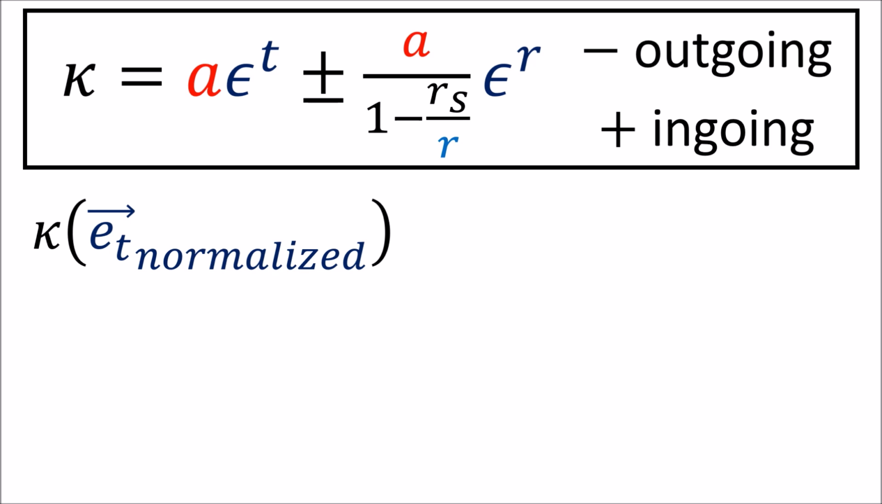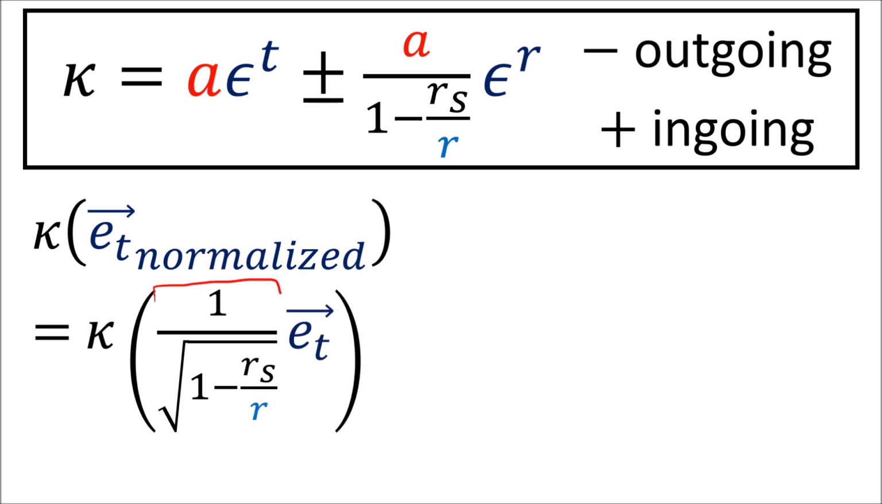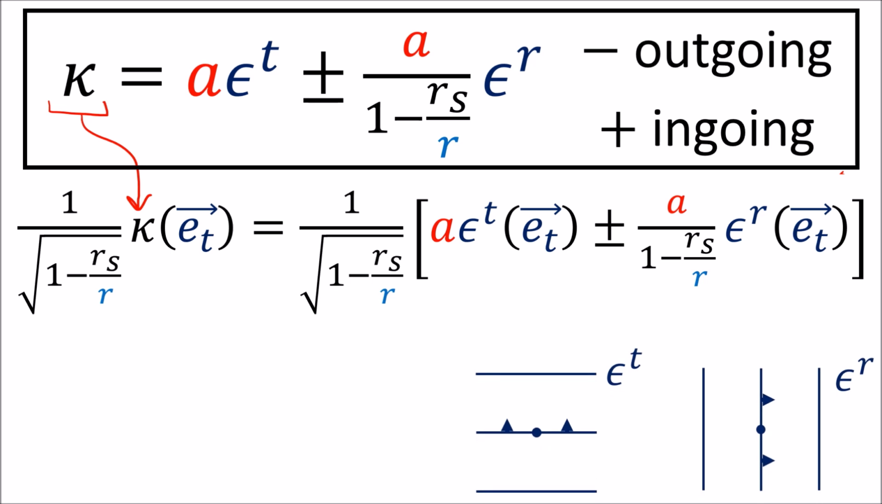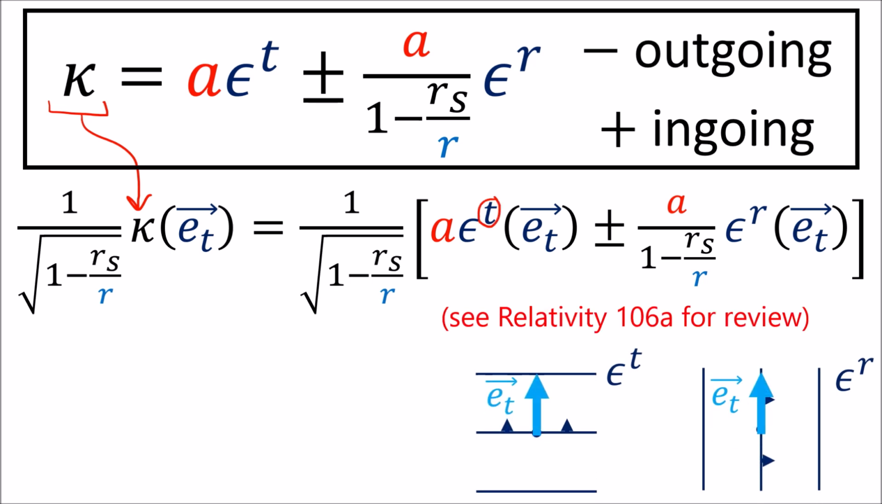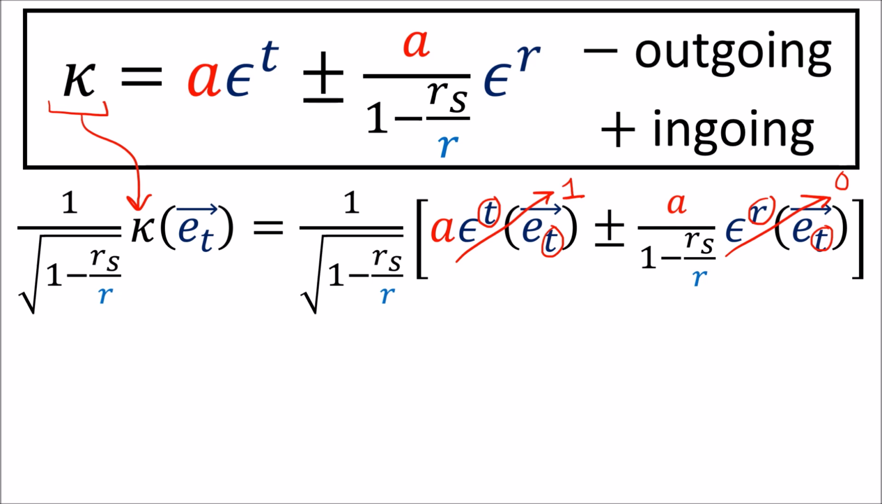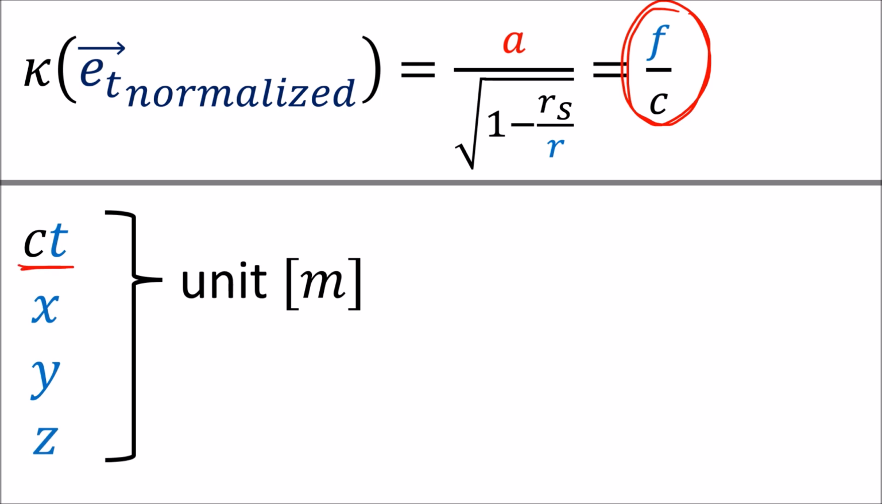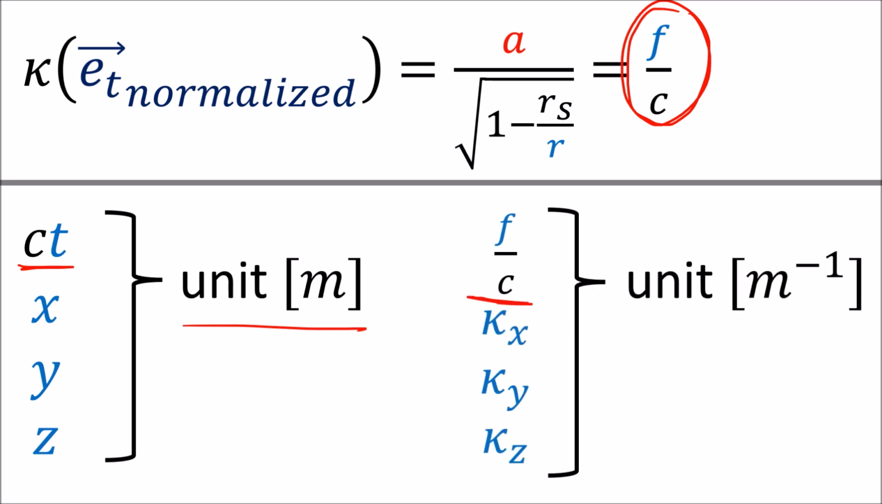So we just put this new time vector into our wave covector and use linearity rules to pull everything out. Now remember, when an epsilon basis covector acts on a basis vector, when the two indices match, we get a 1, and when the two indices are different, we get 0. So we see that this light wave has a frequency of 1 over the square root of 1 minus rs over r times a. And technically, this is actually the frequency divided by the speed of light c. Just as we multiply the time coordinate t by c to get the same units as x, y, z, we need to divide the frequency by c to get consistent units with the x, y, z wave numbers.